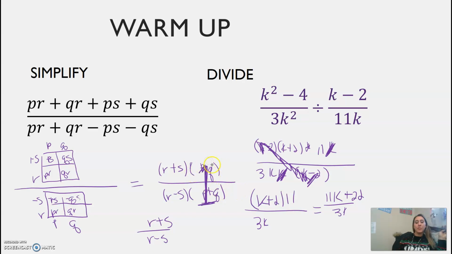We find the big one of the p plus q over p plus q, and we end up with r plus s over r minus s, this is our final answer. They are not the same, so we leave them like that.